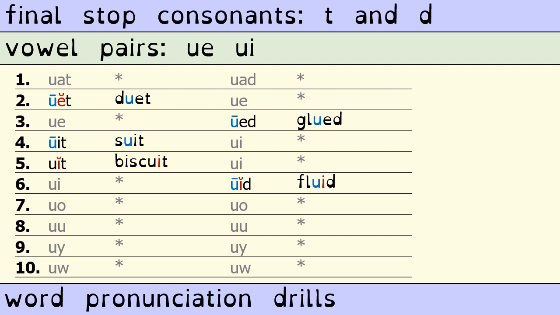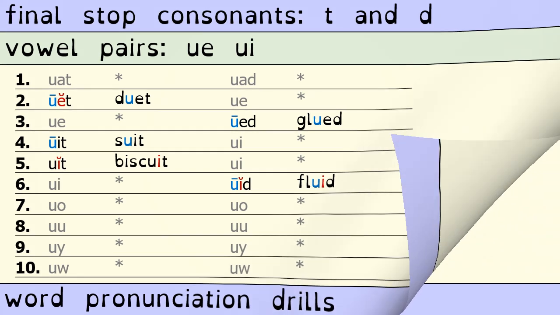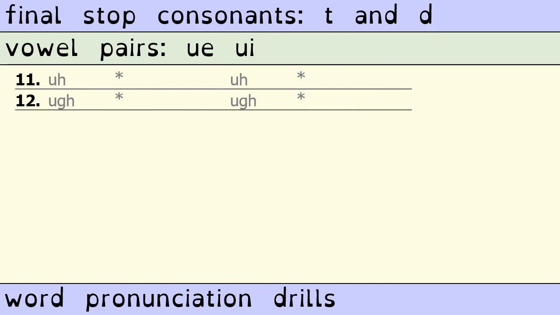Next, vowel pairs beginning with U. Repeat after me. 2. Uet. Duet. 3. Ued. Glued. 4. Uit. Suit. 5. Uit. Biscuit. 6. Uid. Fluid. Nothing really to see here.